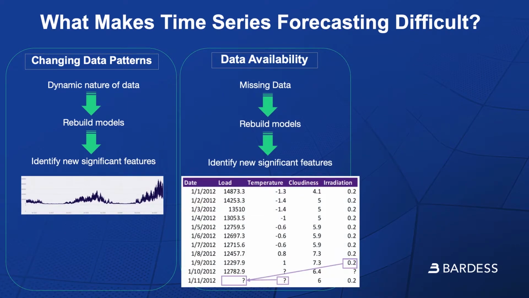The second issue is data availability. The availability of data can vary from time to time, and then certain data that was actually used during the building of the model might not be available when a forecast needs to be made. As a result of this unavailable data, the model cannot be used for forecasting.